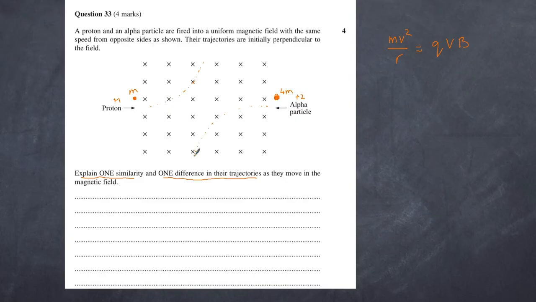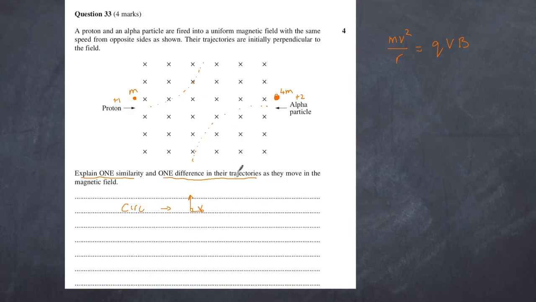And that is already one big difference. That is, one is going to flick up and one is going to flick down. But I think we need more than that. We can discuss explaining one similarity. They will both go in a circular path, because they will experience a force that is perpendicular to their velocity, and therefore that results in a circular path.